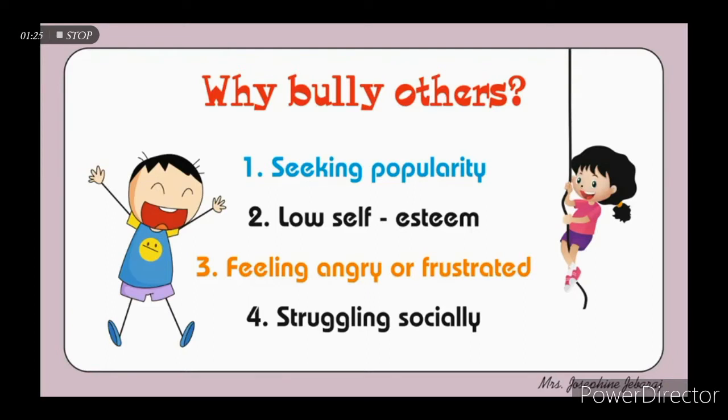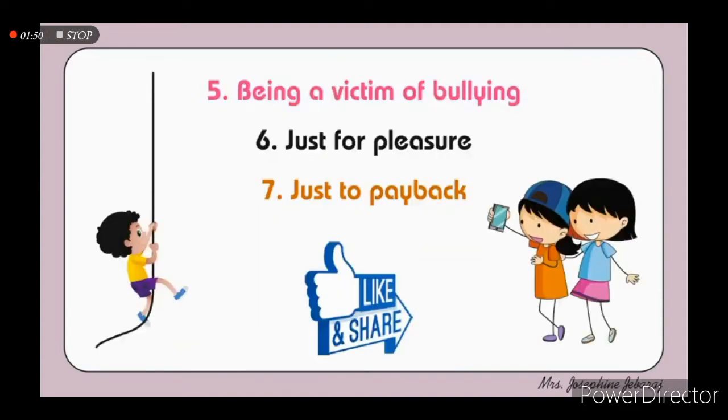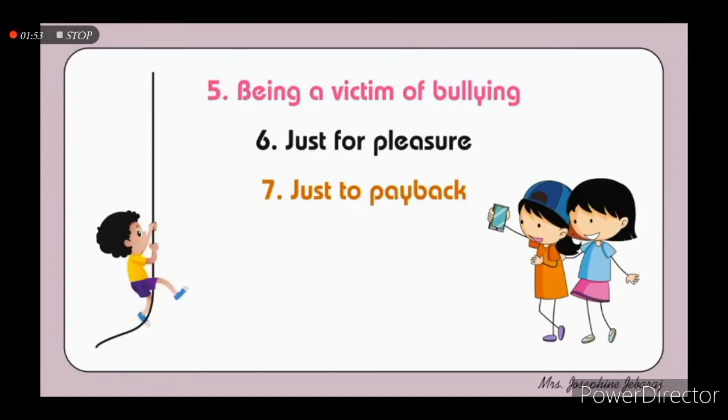Number 2, some having low self-esteem, difficulties with health and schoolwork, bully others just to hide these. Number 3, feeling angry or frustrated and unable to balance their feelings, they bully others. Number 4, struggling socially or having peer pressure. Number 5, being the victim of bullying themselves. Number 6, they just bully for pleasure. Number 7, some may be emotionally neglected, bullied, abused or be experiencing violence themselves. So they bully others just to pay back.